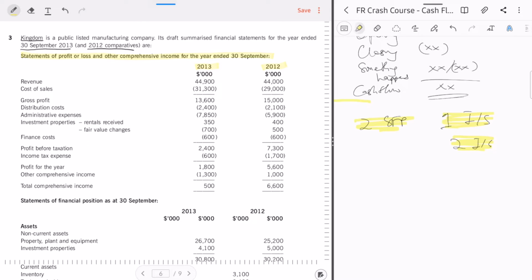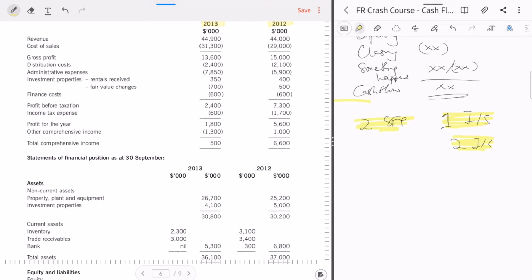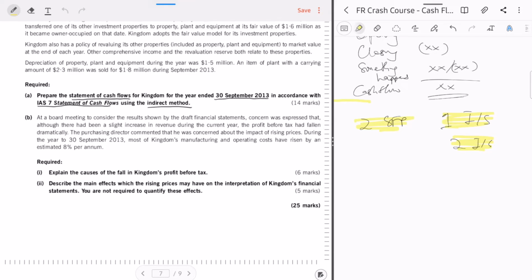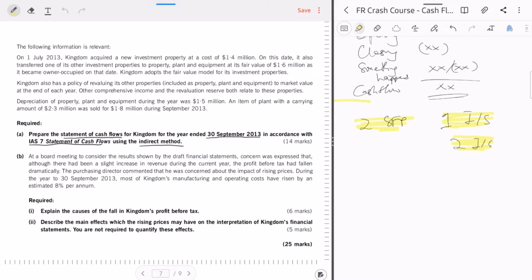Then they give us the statement of financial position as at the same date, 30th September, for 2013 and for 2012. Nothing new. We have assets, non-current assets, PPE, investment property, current assets, inventory, receivables. Same old, right? Nothing new. And then we come to the usual additional information, right? So they give us 3 paragraphs.